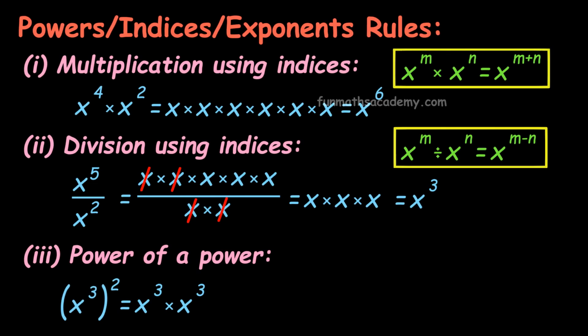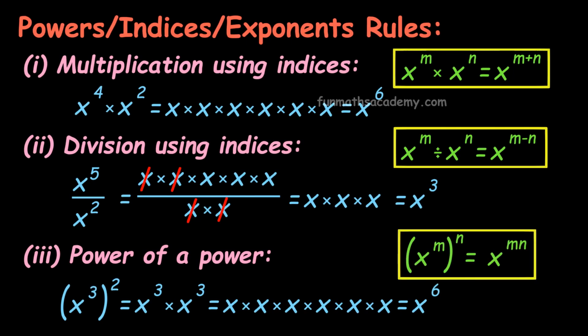So x power 3 whole power 2 becomes x times x times x times x times x times x. When we multiply all of these together, we get x power 6. So x power 3 whole power 2 simplifies to x power 6. And notice how we multiply the powers. 3 times 2 is equal to 6. So when doing a power to a power, you multiply the powers.